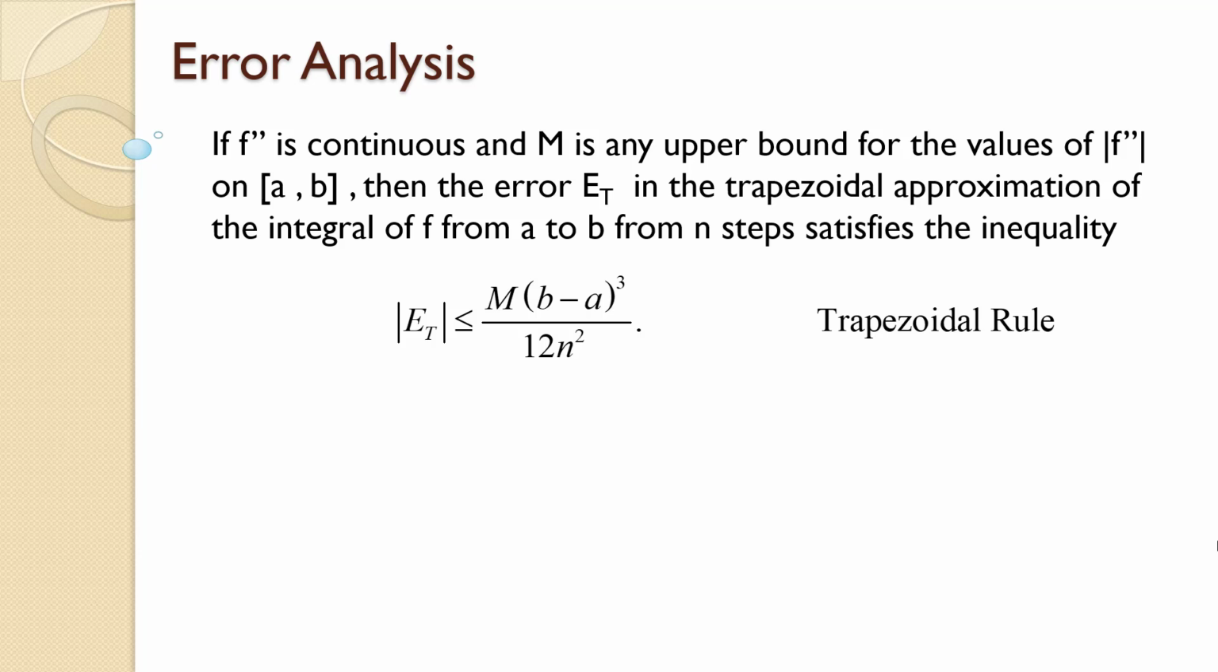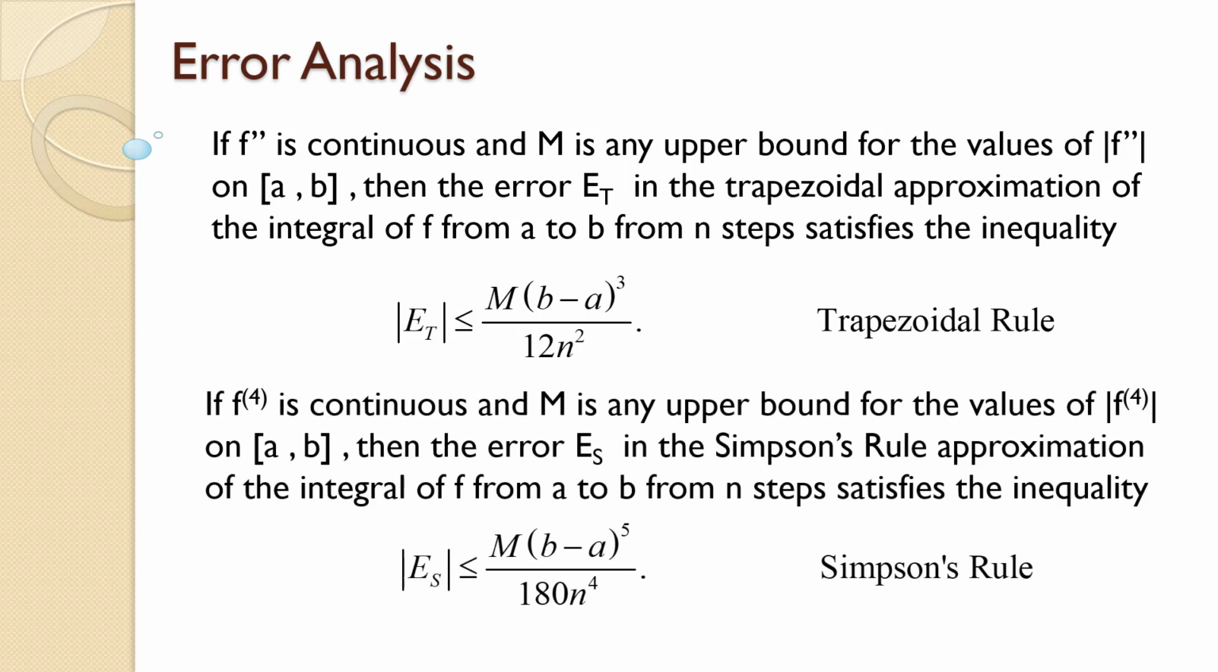Now, why is this good? Well, it says, think about what the different things could be. If n grows, then the denominator gets incredibly large. The numerator, though, is constant because the M is just a single upper bound for the values of the second derivative in absolute value. That upper bound doesn't change as n changes. B minus a doesn't change. So this says then that as n grows, the error is driven to 0. And it gives you a measurement of just how big of an error it would be.